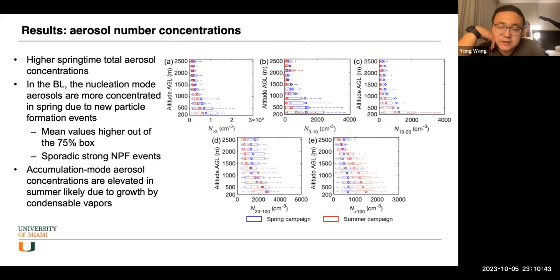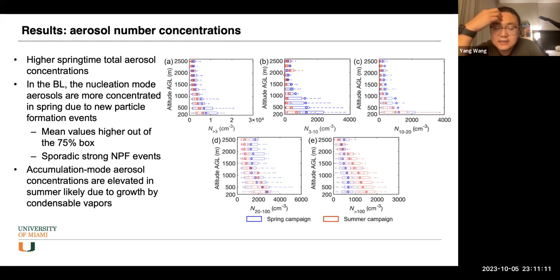And further, we separated this total aerosol concentration into different size bins, for example, 3 to 10 nanometer, 10 to 20 nanometer, 20 to 100 nanometer, and above 100 nanometer. And then the 3 to 10 and 10 to 20 are somewhat in the nucleation mode aerosol size range, and they show a lot of similarities. For example, in the springtime, you see a higher concentration of aerosols in the boundary layer, right?